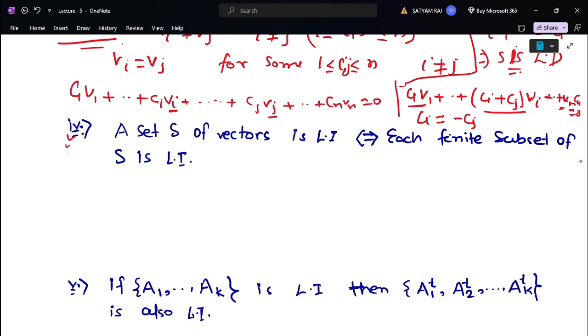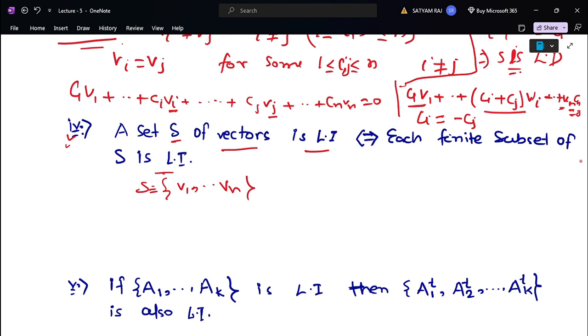This tells us that a set S of vectors which is LI implies that each finite subset of S is LI. Let us assume we have a set v1, ..., vn. It will be LI if and only if each of its finite subsets is LI. We can prove this easily.